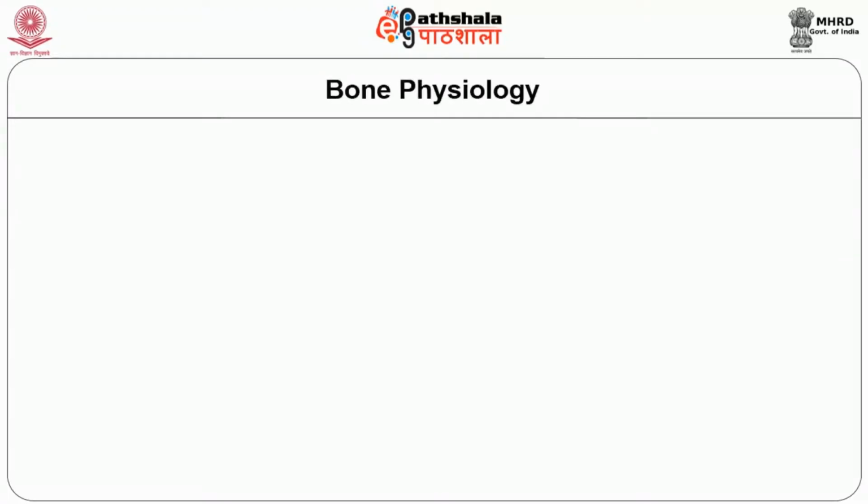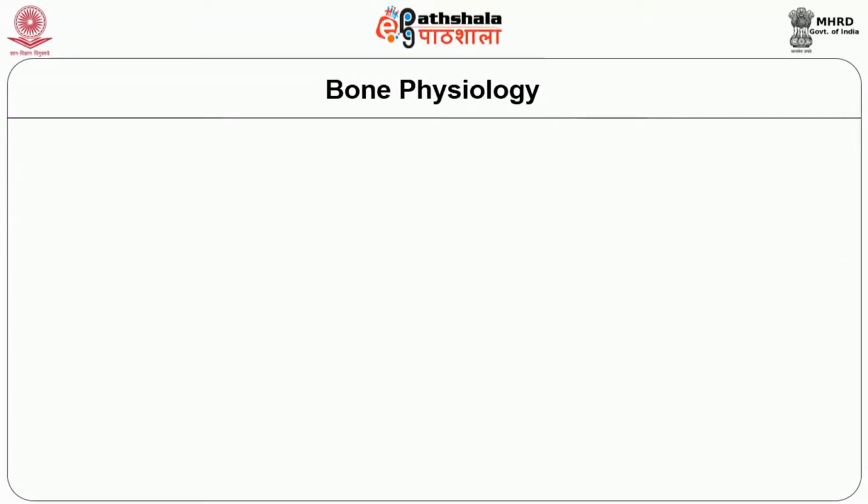Before going into the parathyroid hormone, we should know a bit about the bone physiology as well as about the calcium and phosphate metabolism. Parathyroid hormones are secreted from the parathyroid glands, which are situated on the poles of the thyroid gland. And this thyroid gland is situated in the anterior part of the neck. We will have an overview of the bone physiology.